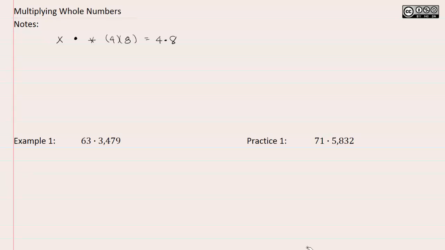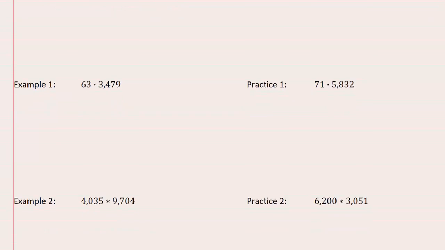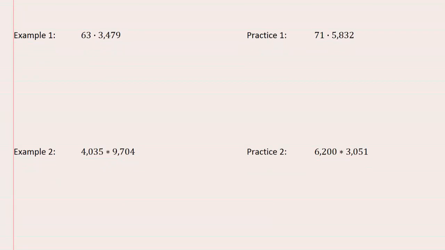The most important thing when multiplying larger numbers is that we make sure we align everything correctly. So let's look at example number 1 so I can be writing out and showing you what I mean as I'm talking about it. Another important thing is it's usually easier to put the number with the most digits on the top and the smaller number on the bottom. So if I do that, this says 3,479, and I'm going to multiply that by 63.